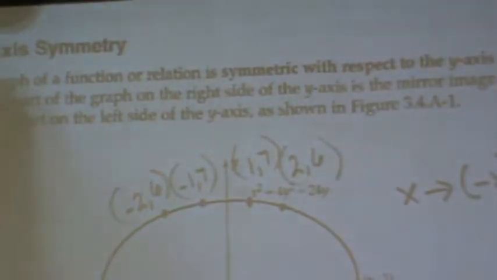Now, how do you prove it mathematically or algebraically? For y-axis symmetry, you take all your x values and change their signs. For x, you put in negative x, and you algebraically do the problem. If you can get the equation back to its original state, then it has symmetry to the y-axis. So let's look at an example right here.